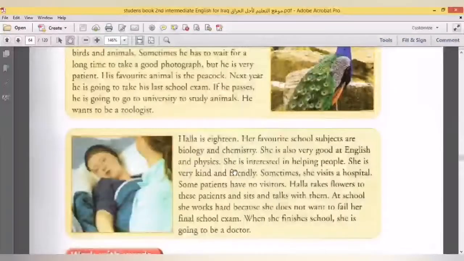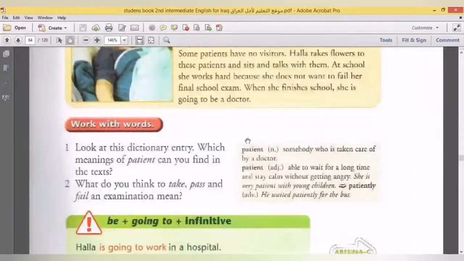Now we have this word, which is mentioned here just like the way you find it in a dictionary, which is patient. Let us read this. Look at this dictionary entry, which meaning of patient can you find in the text? What do you think to take, pass, and fail an examination mean? You know what is meant, right? By take, pass, or fail an examination. What do you mean when we say take an examination? What is meant by take an examination?